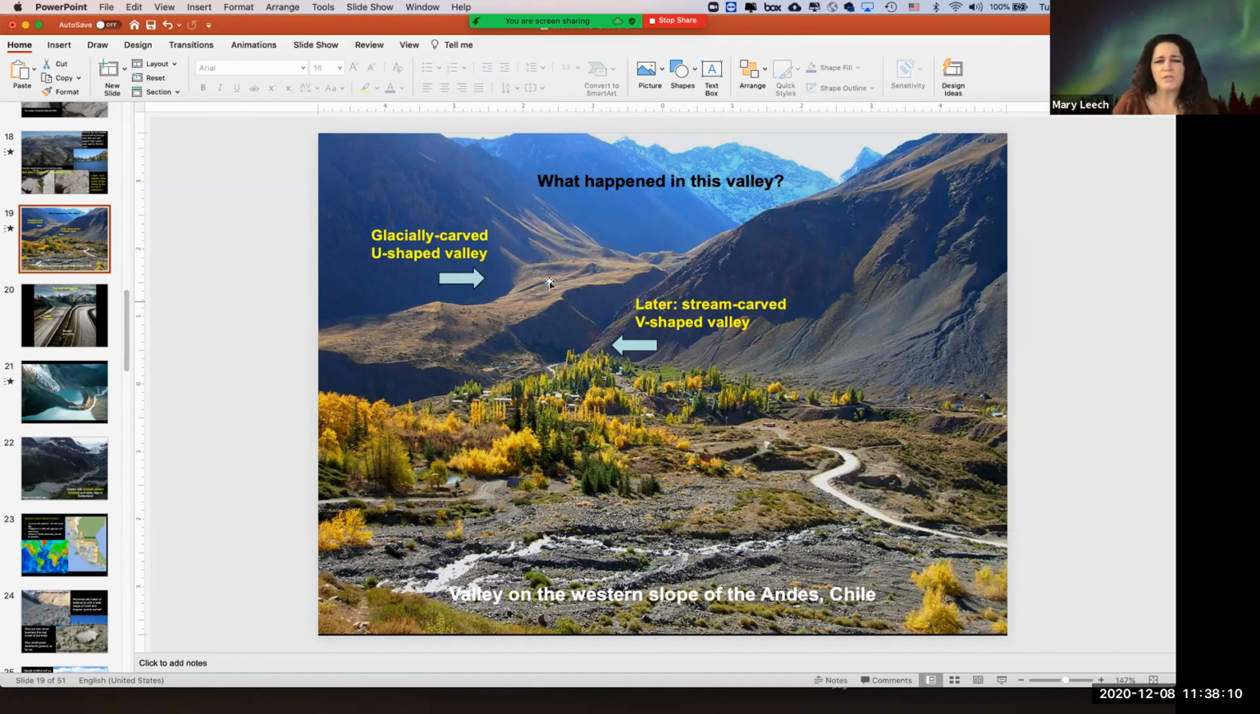So you had this glaciation, and then probably the glacier is still melting today, and that's what's feeding this creek. But the water then cut down through those glacial sediments and the rock to form the V-shaped valley now.